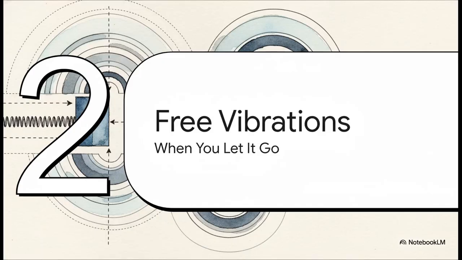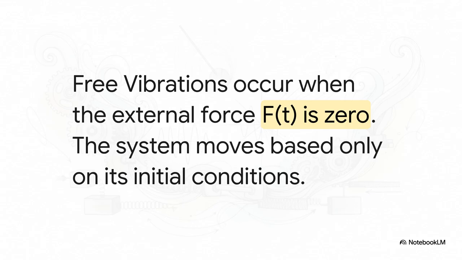All right, moving on to section 2, free vibrations. To really get a handle on this equation, let's start with the simplest possible case. What happens if we just pull the mass back and let it go, with no friction and no one pushing on it? This is what we call a free vibration. So in terms of our equation, this is super easy. We just set that external force, F of t, to 0. Gone.